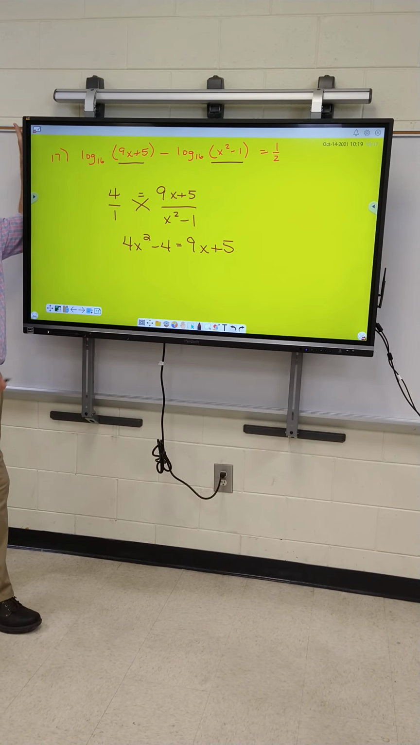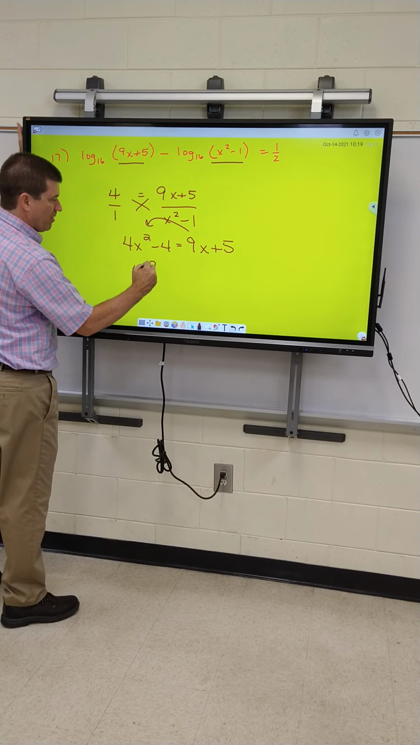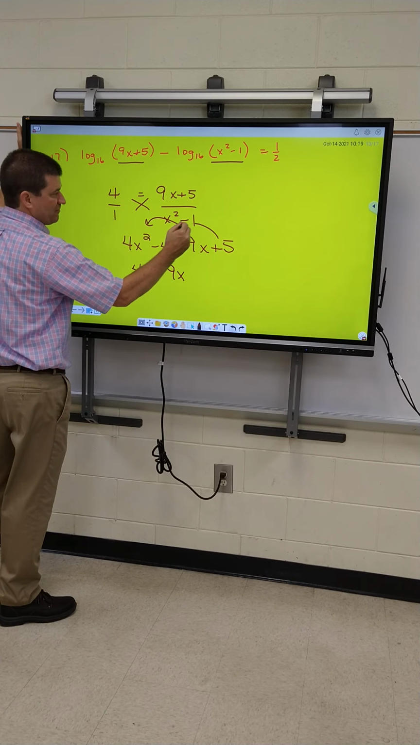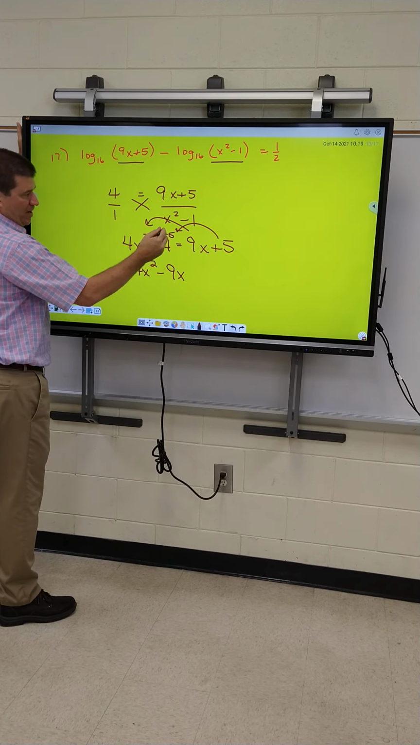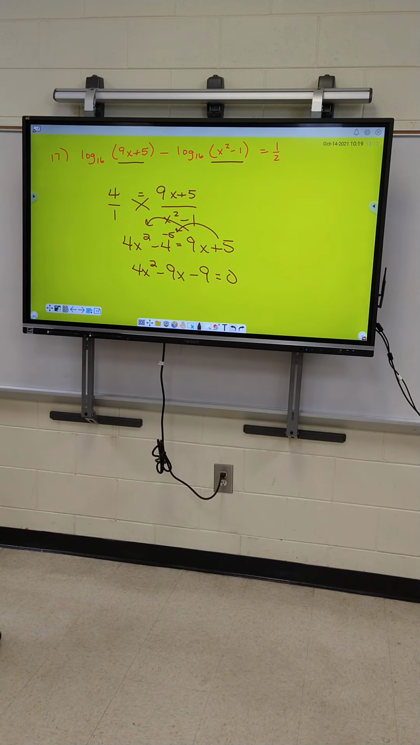We got to get everything on the same side, right? So I'm going to move 9x over here. That will make it a negative 9x. And I'm going to move positive 5 over here. That'll make it a negative 5, gives me negative 9. All right, so all that's left to do is do the quadratic formula. Find both answers. We'll check them.